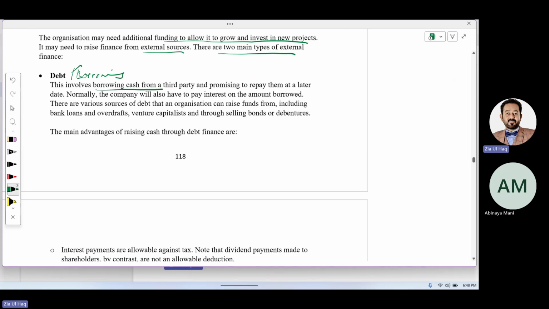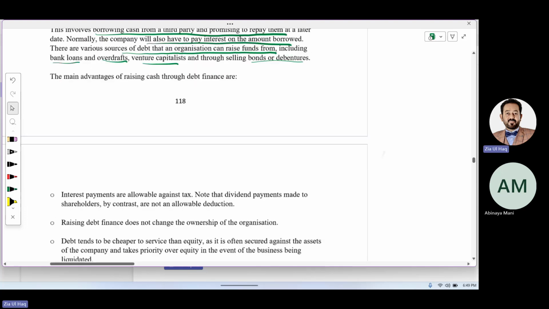Debt involves borrowing cash from a third party and promising to repay them at a later date. Normally, the company will also have to pay interest on the amounts borrowed. There are various sources of debt that an organization can raise funds from, including a bank loan, overdraft, venture capitalist, and selling bonds or debentures. A venture capitalist means a private organization provides you a loan. Issuing bonds means issuing a piece of paper, taking money and paying interest. After 5 years or 3 years, they will give back your paper and take their money back.